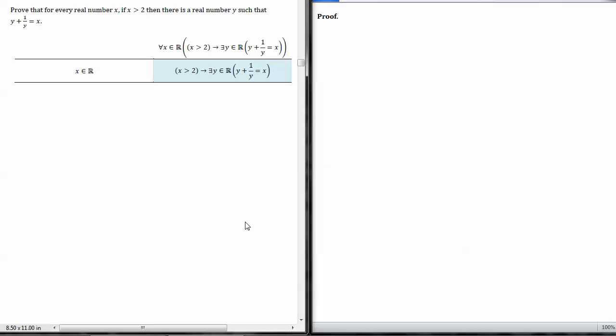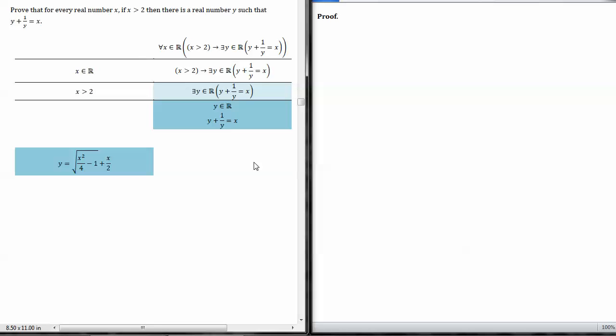We can bring our antecedent, x greater than 2, over as a given, which leaves us with an existential statement as a goal. And to prove that, we have to decide which value of y we think will work. So we need to find a real number y such that y plus 1 over y equals x. And if I asked you to do that in high school, say, I'm sure you could do it. You just solve this equation for y, right? So when you do that, here's what you get.